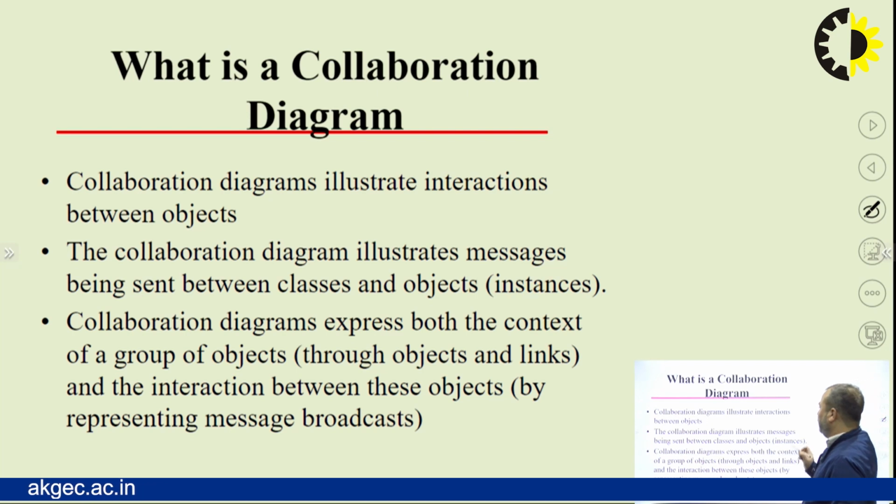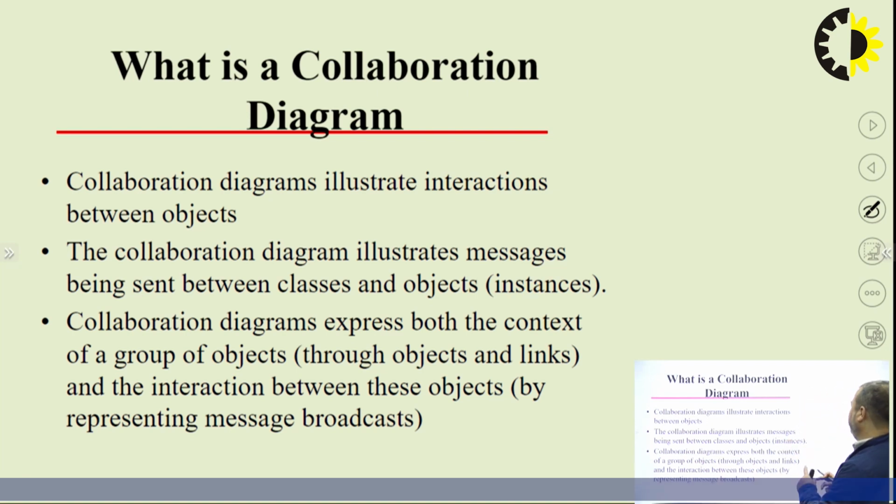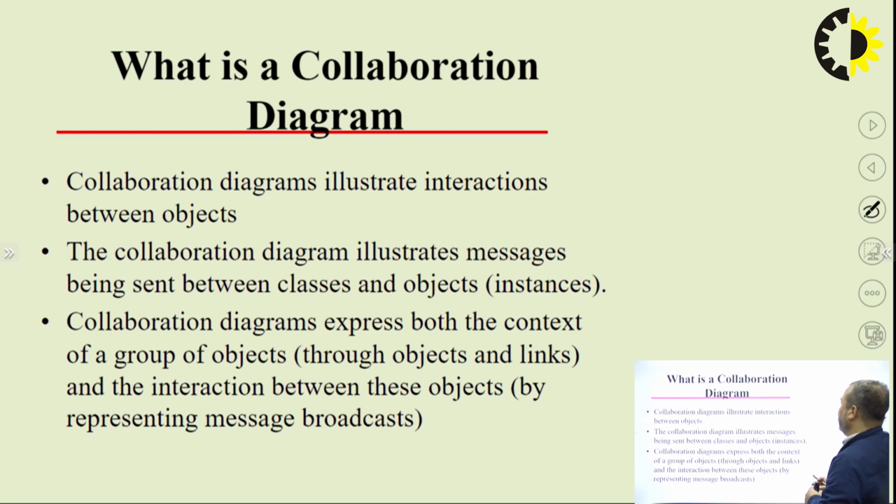Okay, so a collaboration diagram illustrates messages being sent between classes and objects. A collaboration diagram expresses both the context of a group of objects and the interaction between these objects, representing message broadcast, right?